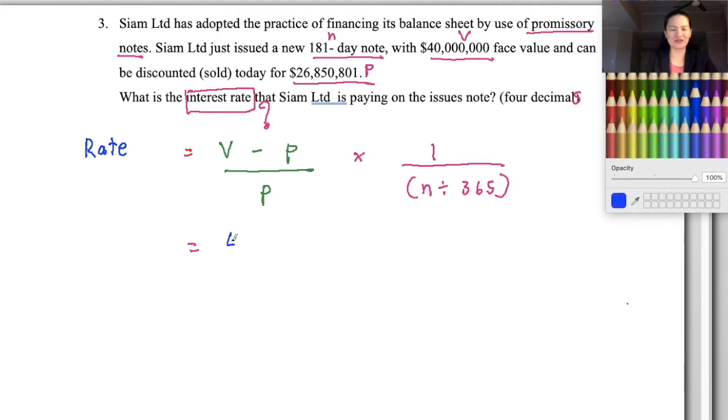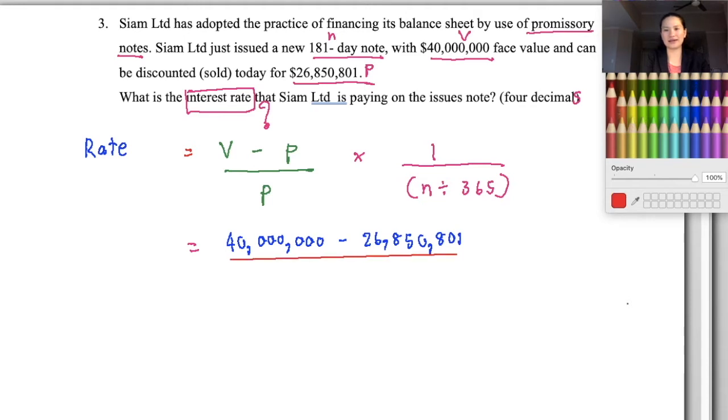Yeah, V is 40 million. Write down everything first. Minus discount 268508001. Okay. Divided by 268508001.